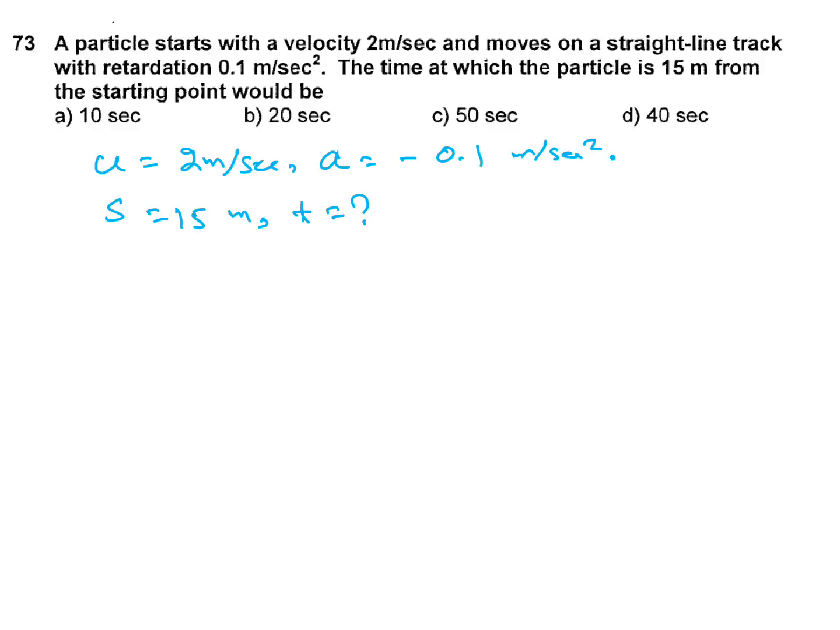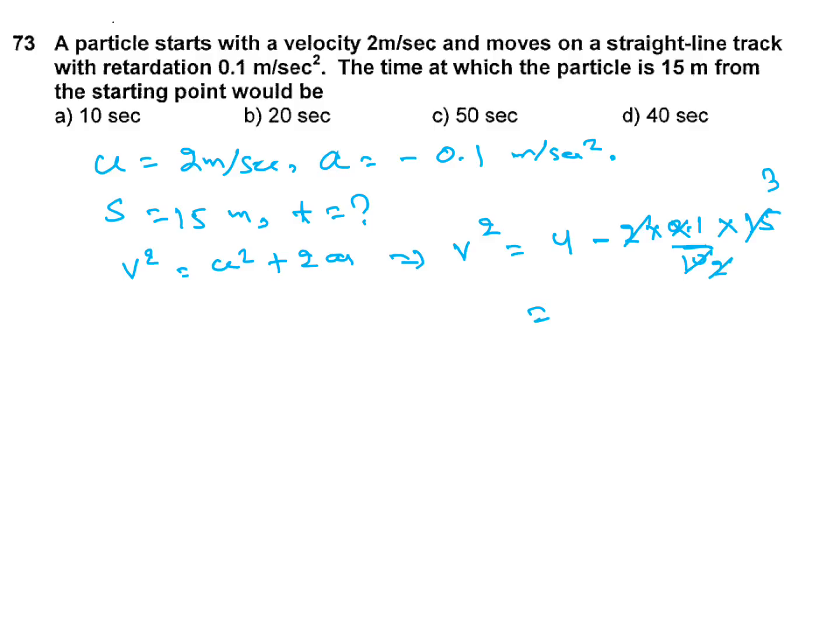So first we have to calculate the final velocity. v square is equal to u square plus 2as. So v square equal to u square is 4 minus, since a is negative, 2 into 0.1 into distance 15. It's 1 by 10 times 2 times 15, that is 3. 4 minus 3, it's 1. So v is 1.